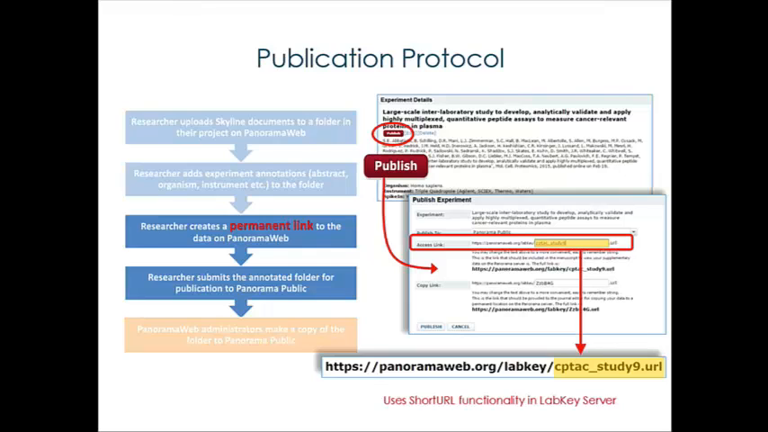And this uses the short URL capability in Panorama Server, which is sort of like TinyURL. It lets you create short, easy to remember links. And this is relative to the server on which this link is created. So for us on Panorama Web, the initial part stays the same, and then the user gets to decide what appears after the context path. So in this case, they've chosen CP Tag Study 9.